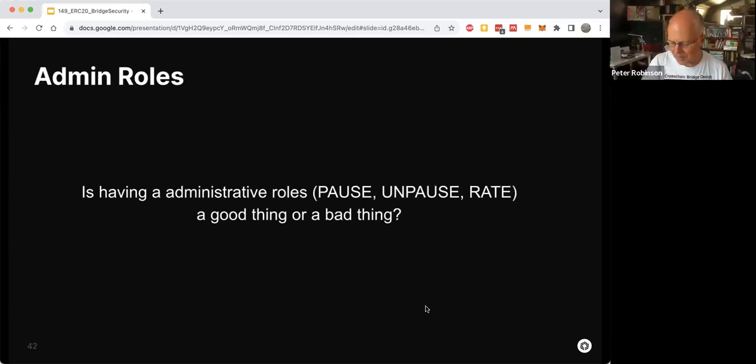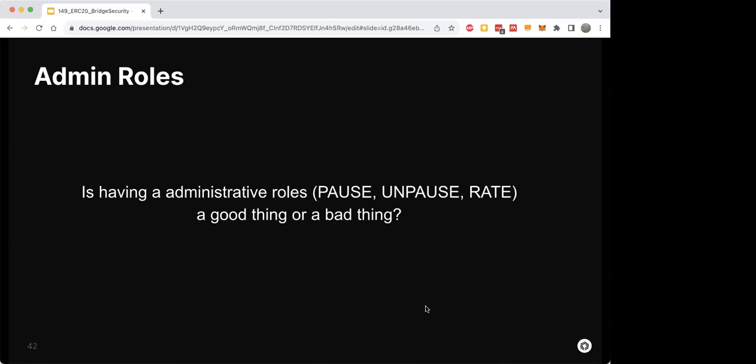Okay, so one of the things about blockchain is it's all decentralized and stuff. But here I am, I've talked about having this pause and unpause role. Is that a good thing or a bad thing, having these admin roles in a bridge? Does anyone want to proffer thoughts on that one?